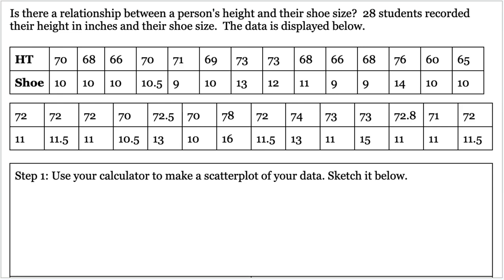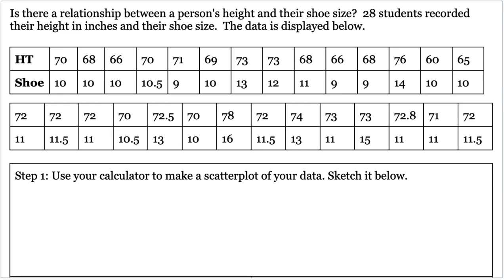variables will be used with a scatter plot. So just like a graphical display for one variable data could have been a histogram or a box plot, for two variables or bivariate data, we're going to take a look at a scatter plot. So a scatter plot of this data can be found on your calculator. So we're going to do that, and we're also going to sketch it by hand.